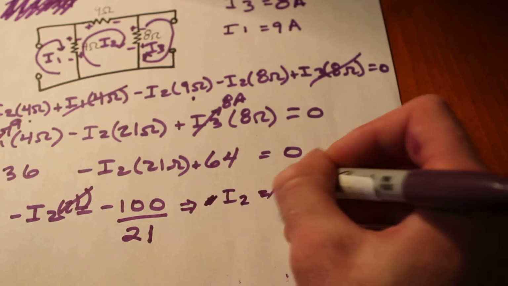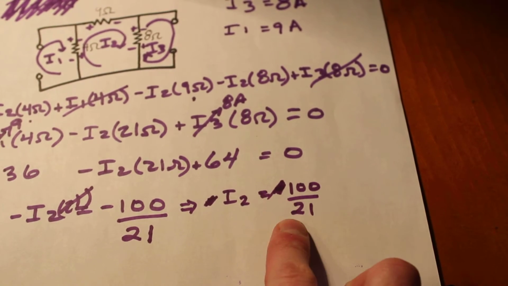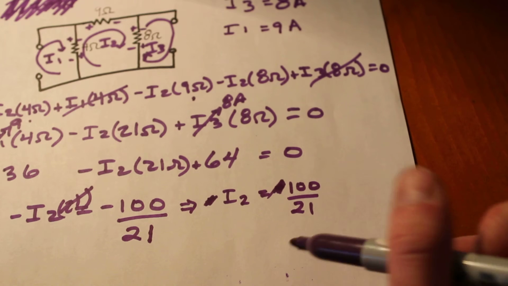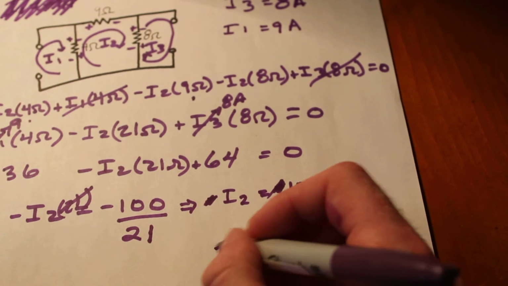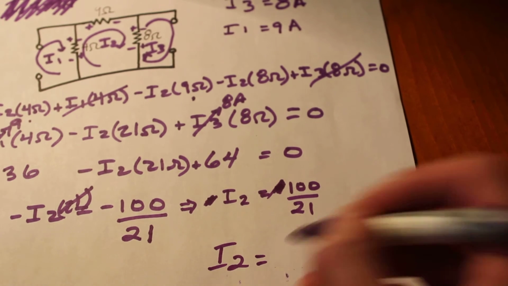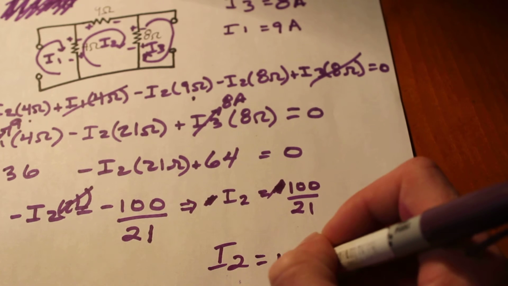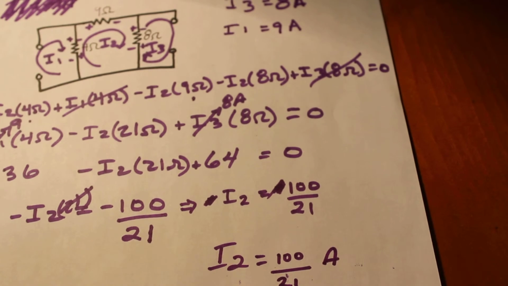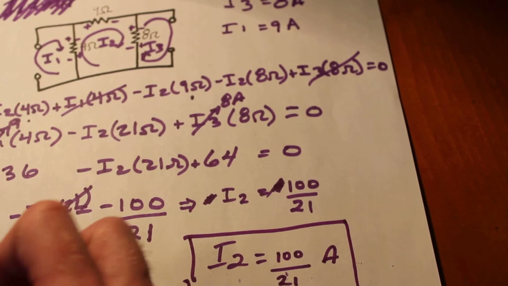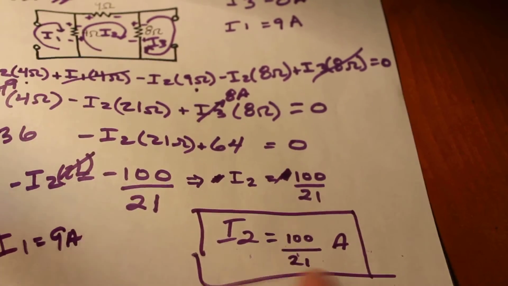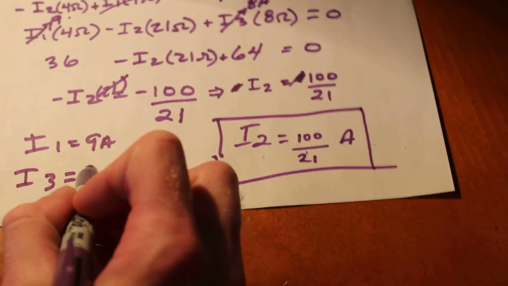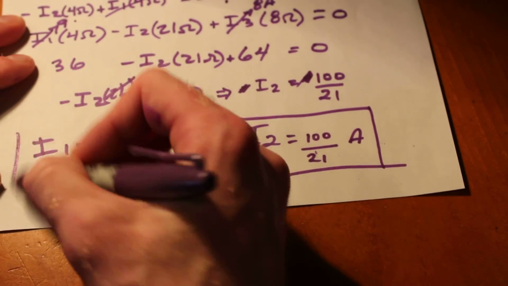So we can get rid of those negatives. I don't know exactly what that number is, somewhere around point whatever it is. I don't have a calculator nearby, but you guys could work that out. I2 is 100 over 21 amps. So we now know that I2 is that, I1 is 9 amps, and I3 is 8 amps. I hope that makes sense for everyone.